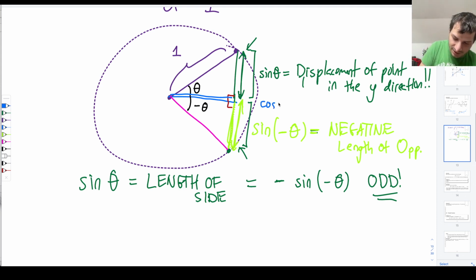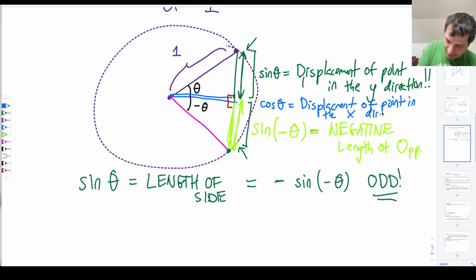The cosine of theta equals the displacement in the x direction of the point. And in this case, because we're looking at an angle like this in the first quadrant, that is literally the distance. If we were looking at an angle like way over here, then the cosine would be negative, but in this picture, the cosine looks like it's positive, which is fine. What is cosine of minus theta?